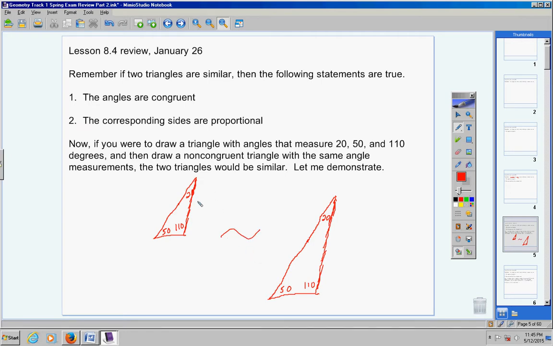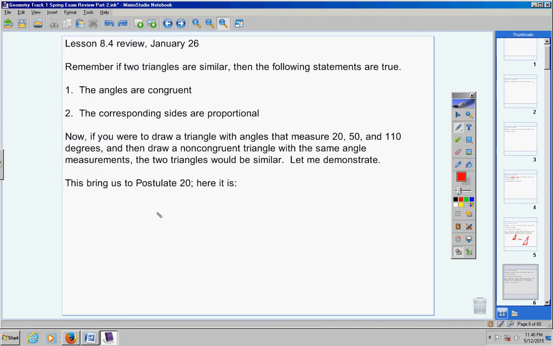If the three angles in a triangle are congruent to the three angles in another triangle, notice the two triangles are not necessarily congruent. Sometimes they are, sometimes they're not, but they're always similar if the three angles in one triangle are congruent to three angles in another, okay? And so that's kind of a springboard that leads us into postulate 20, okay?